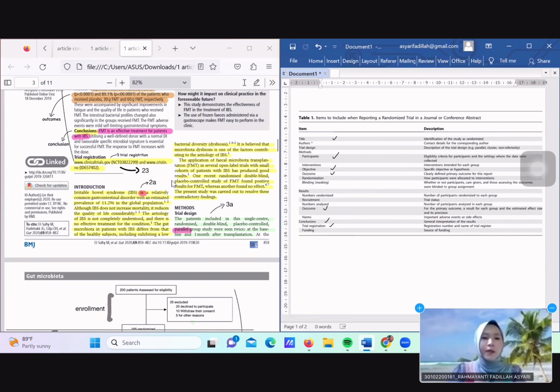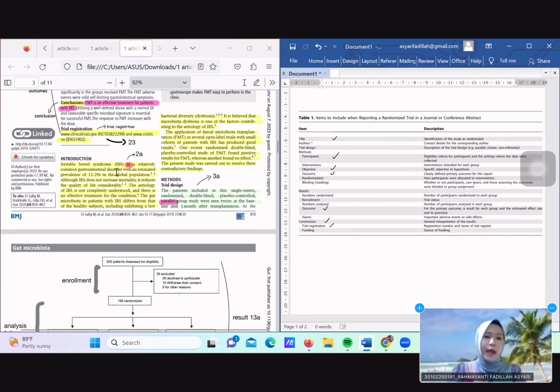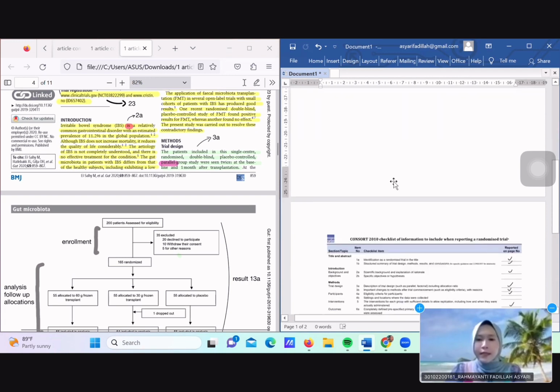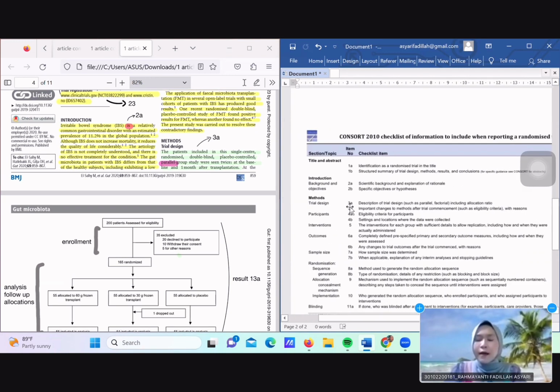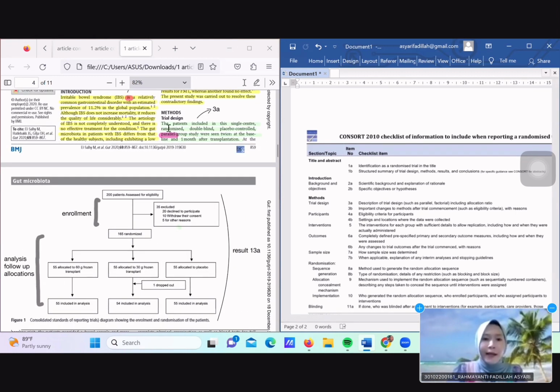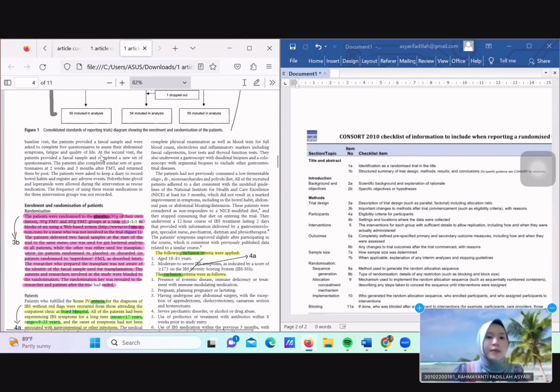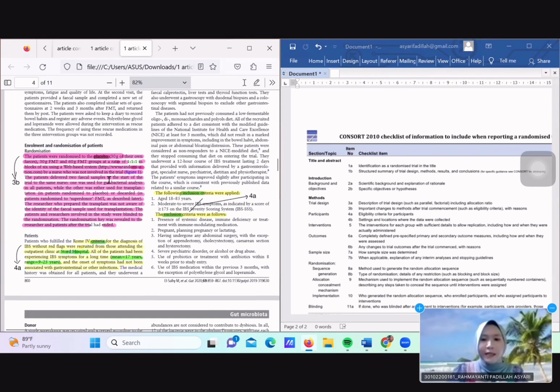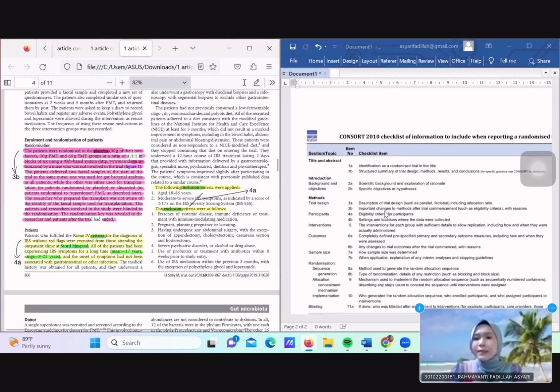Okay? Next, for introduction, 2A. For example, irritable bowel syndrome, IBS, is a relatively common disorder. Next, for 3A. 2B not found, and 3A, description of trial design such as parallel, factorial, including allocation ratio. Okay, in methods, we found this trial design, the patient was not recorded. And next, for 3B.